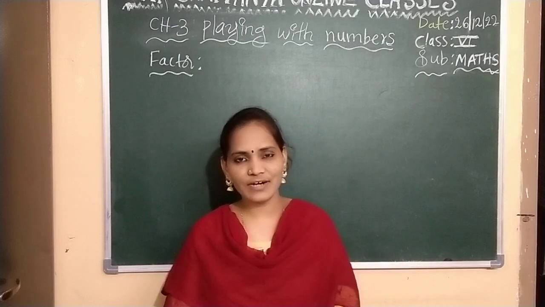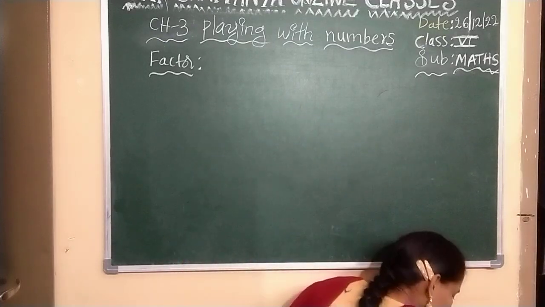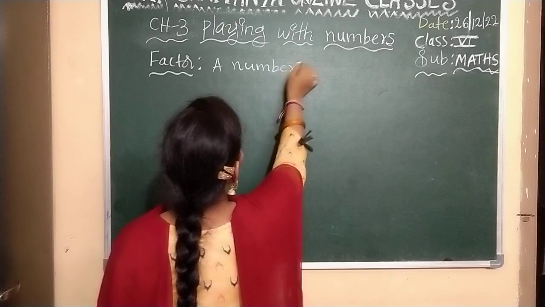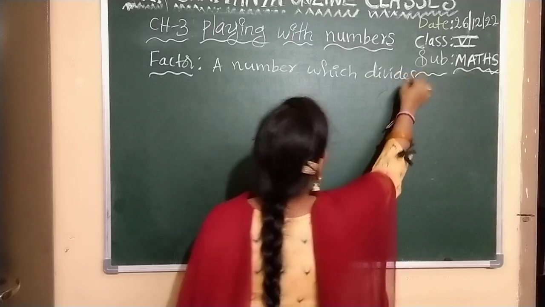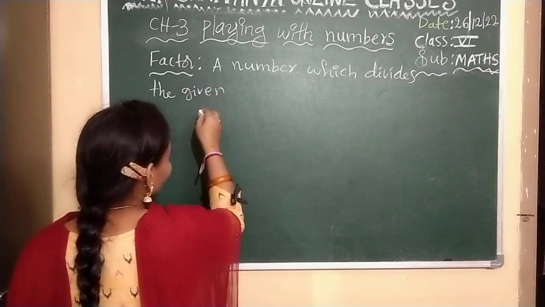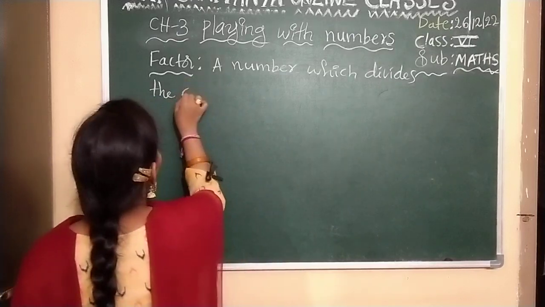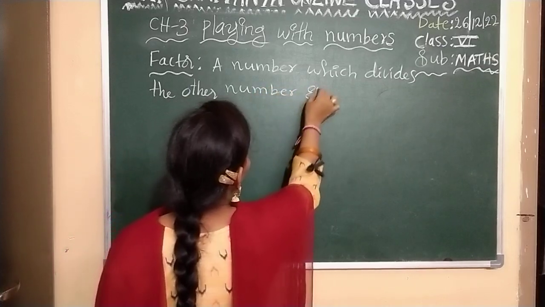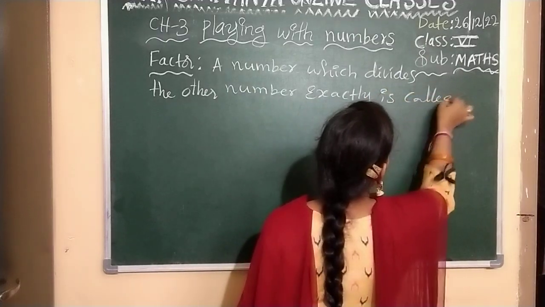A number which divides the other number exactly is called a factor. I will write the definition: a number which divides the other number exactly is called a factor.